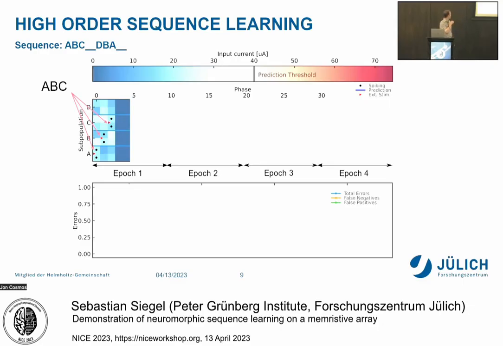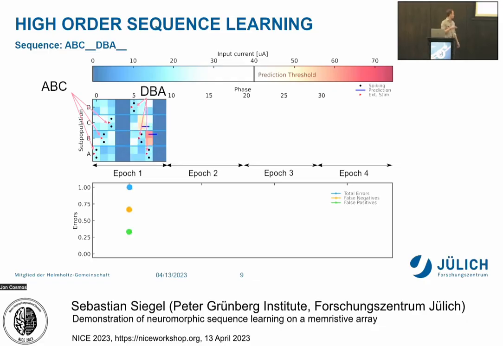So when we stimulate this first subsequence ABC, you can see here the red triangles are the external stimuli. In the beginning, always the complete subpopulation spikes. And the color coding in the background gives you the output currents that the neurons receive upon these spikes. As you can see, in the beginning, it's very low. In this range especially, it's below the so-called prediction threshold. And when we don't apply signals, there is no current at all.